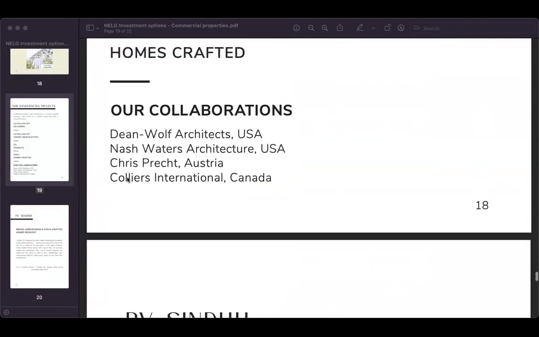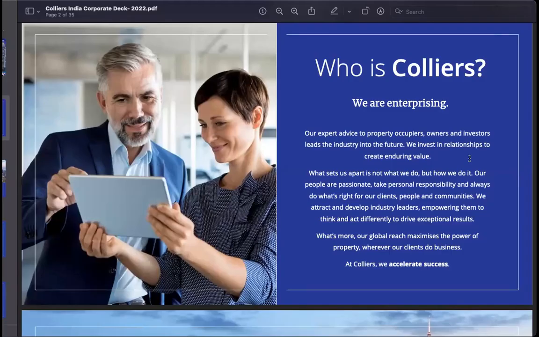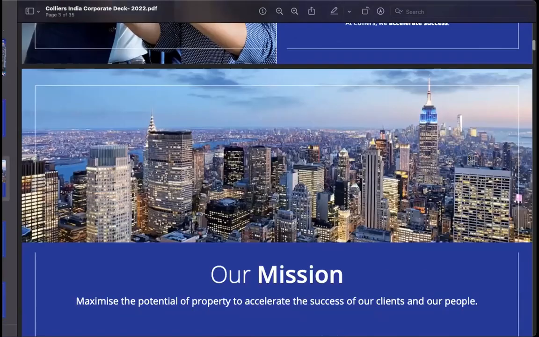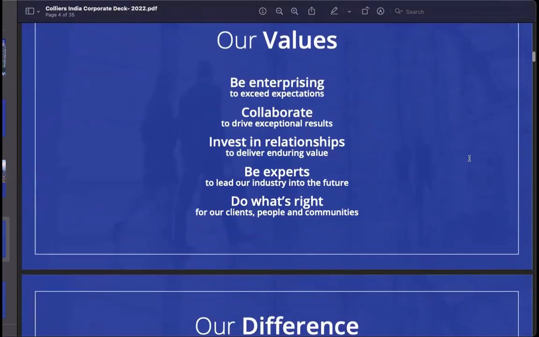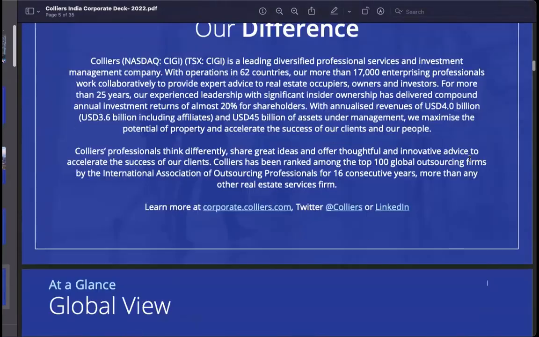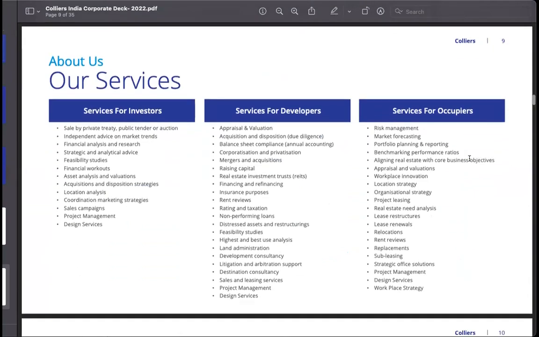Okay, so Colliers International is the company they hired, and this is their deck. They specialize in planning, architecture, and maintenance. This is a Canada-based international company. They help all the businesses and clients to get the rentals and the maintenance and everything. They are offering a lot of services.